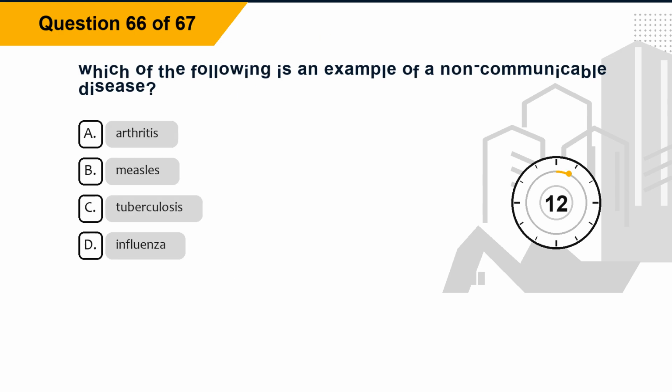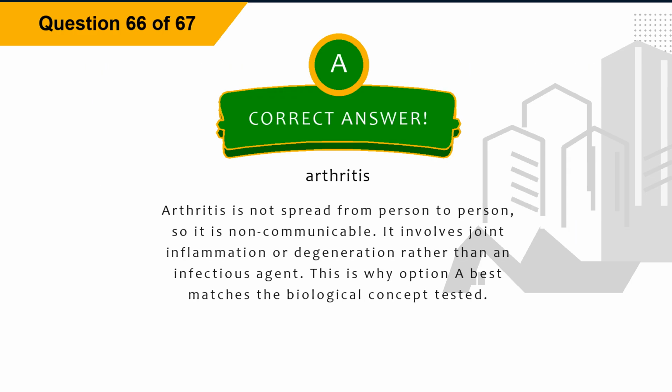Question 66. Which of the following is an example of a non-communicable disease? Option A, arthritis. Option B, measles. Option C, tuberculosis. Option D, influenza. The correct answer is option A, arthritis. Explanation: arthritis is not spread from person to person, so it is non-communicable. It involves joint inflammation or degeneration rather than an infectious agent. This is why option A best matches the biological concept tested.